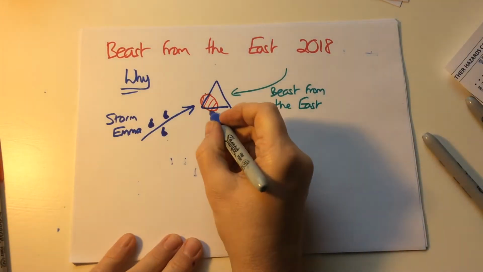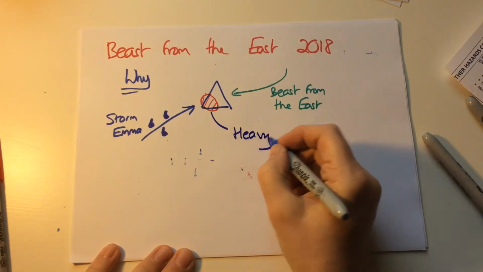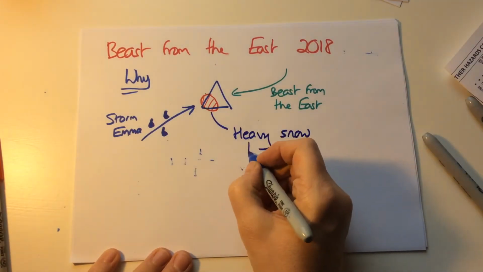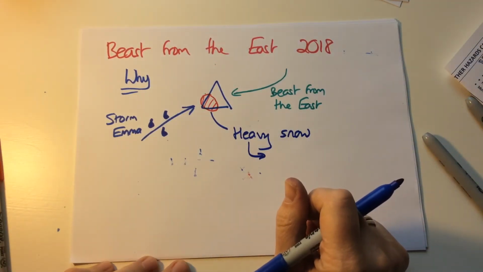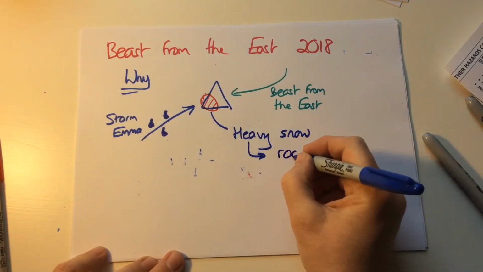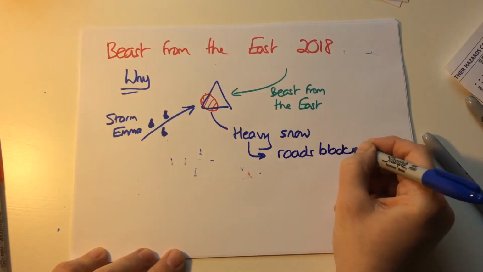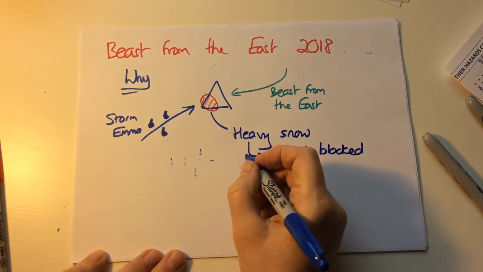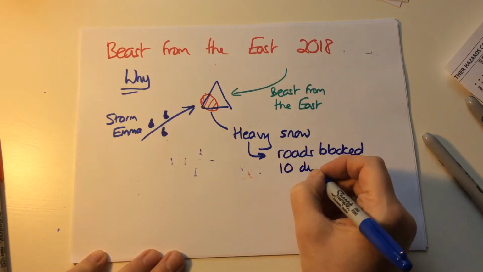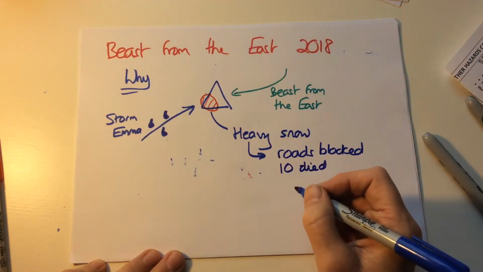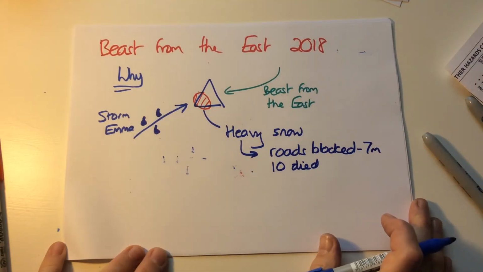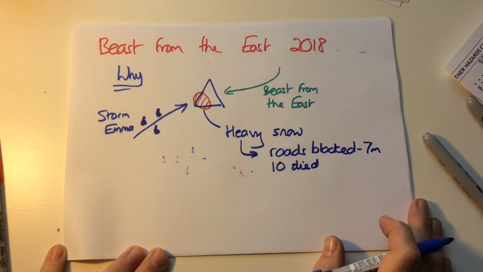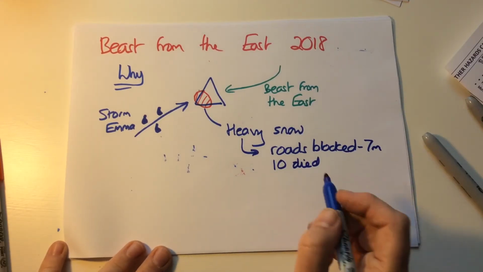There was extremely heavy snow. Now, that is part of the storm, but what were some of the impacts of this, some of the primary effects? There were roads blocked, which caused chaos, very, very low temperatures. Tragically, 10 died due to the extreme weather conditions. In some places, there were 7-metre snowdrifts happening. There were people stranded.